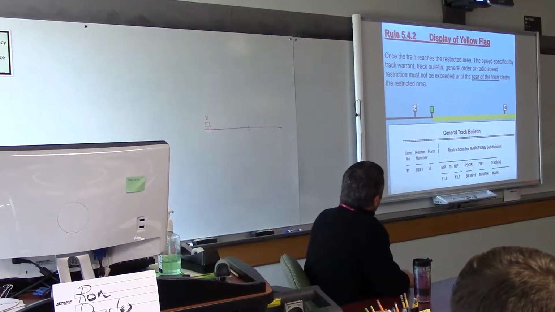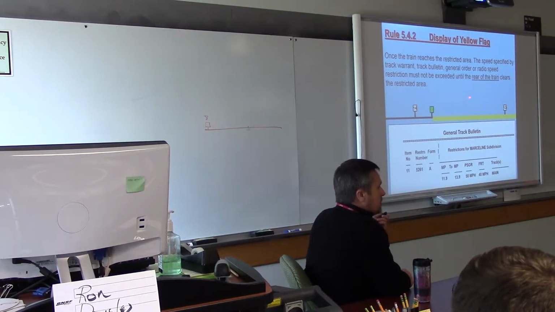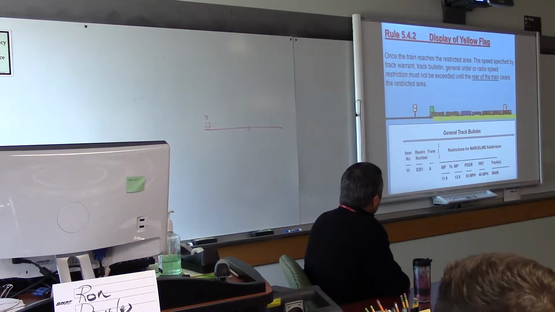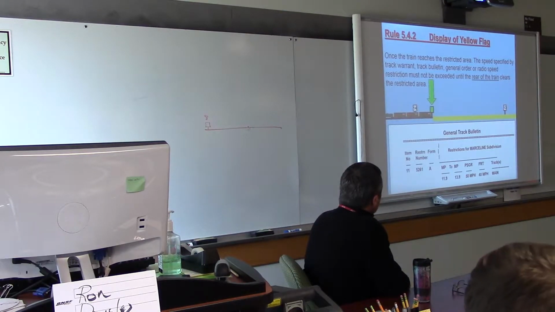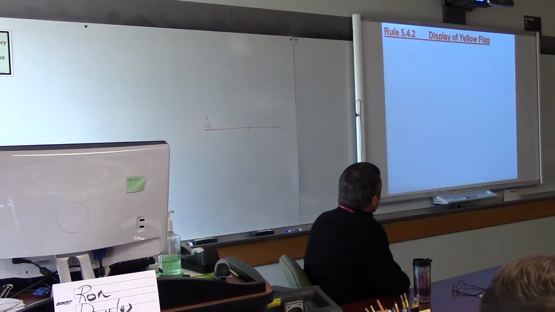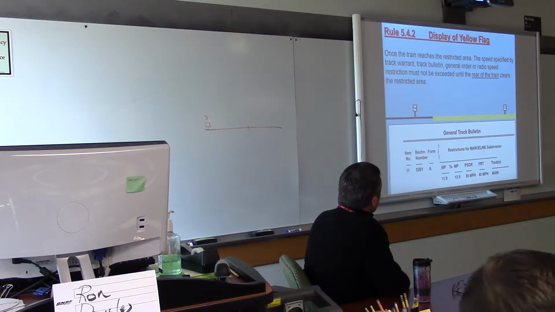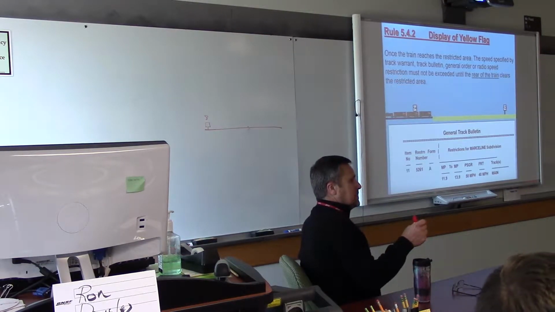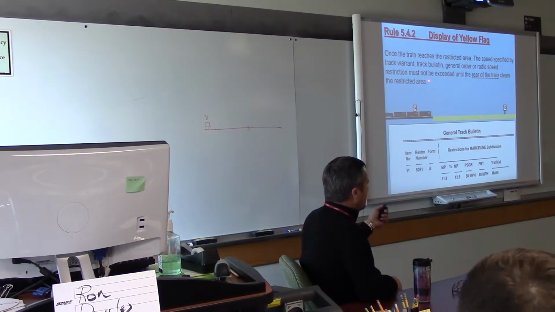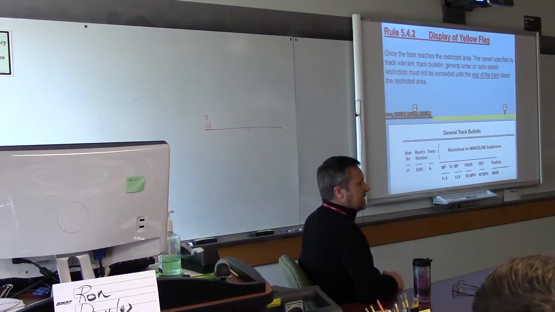The speed specified by the warrant cannot be exceeded until the rear clears. So with speed restrictions, the entire train has to get over it, and then you can take off. So for those areas that do not have flags displayed, how are you going to know your rear end's clear? Hit the counter on your head end box, and just count off the miles.